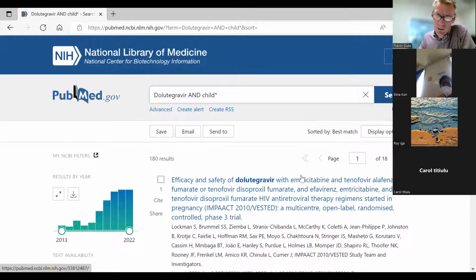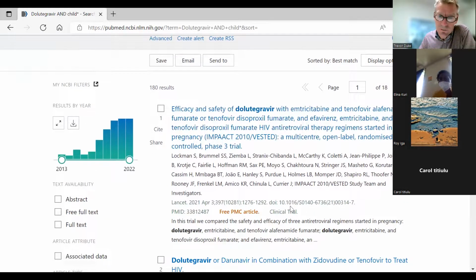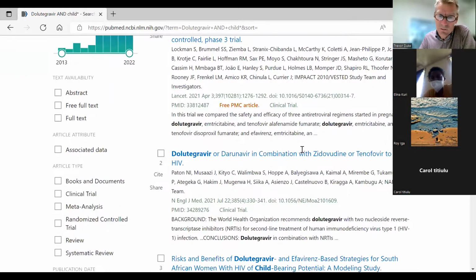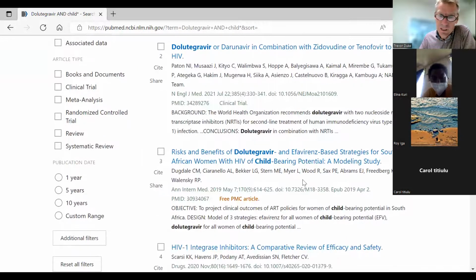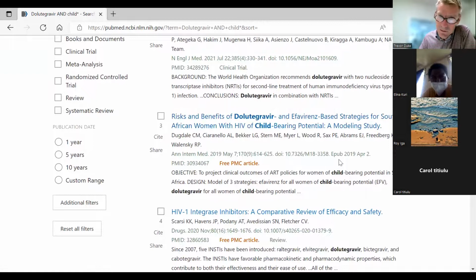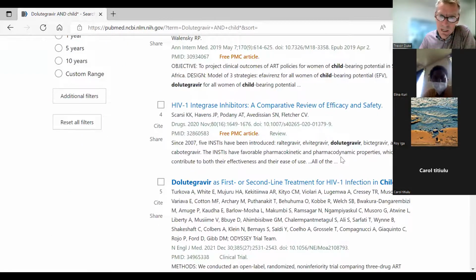There's 180 results. And so it's likely that in these papers, there'll be enough information about the side effects of dolutegravir. So for this, if I wanted to know this, I'd probably go down to a review type article or a major article.